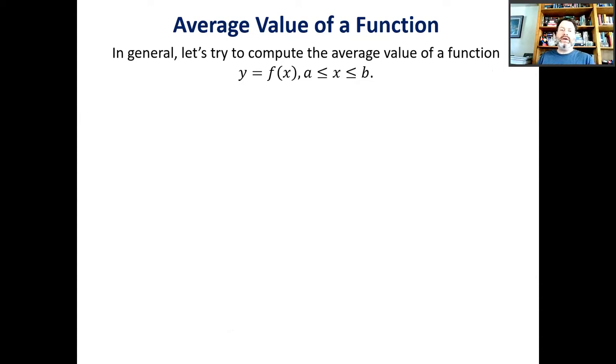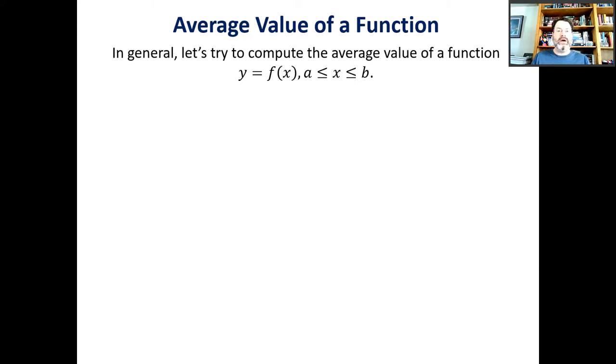So the idea is we know what it means to have an average value of a function on an interval by just looking at the endpoints. You saw it in college algebra, but I don't think you've seen it in calculus yet because you don't do this stuff in Calc 1.